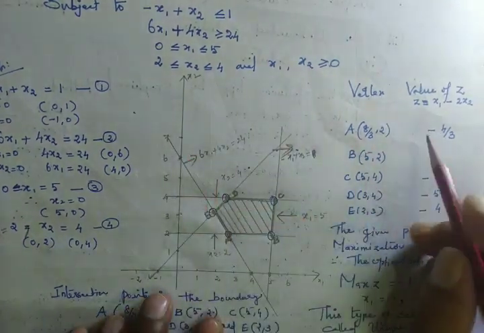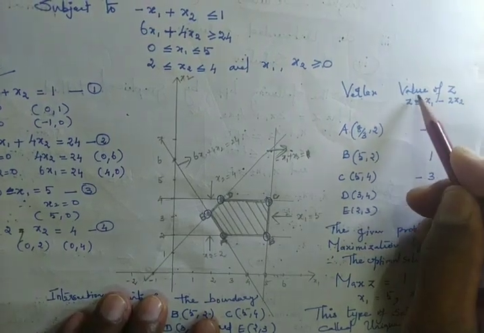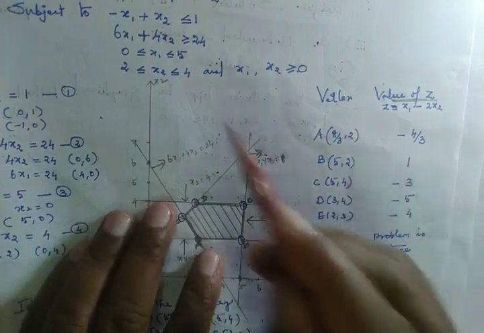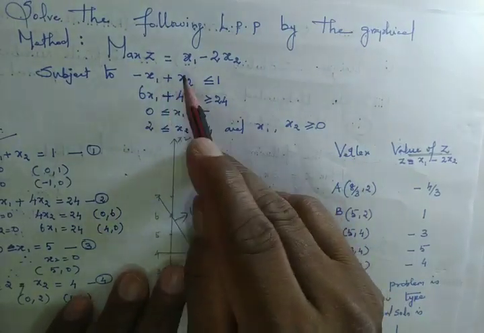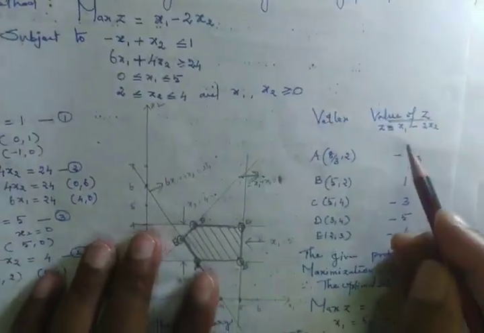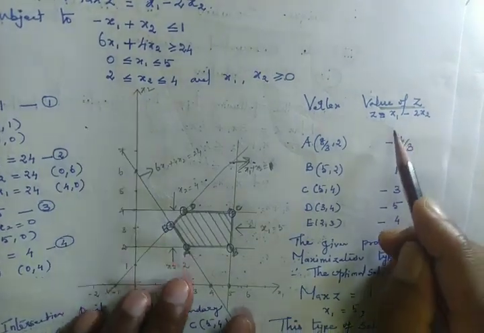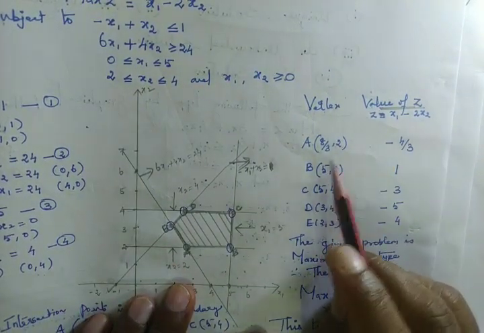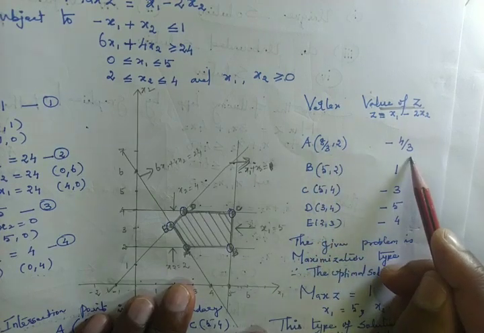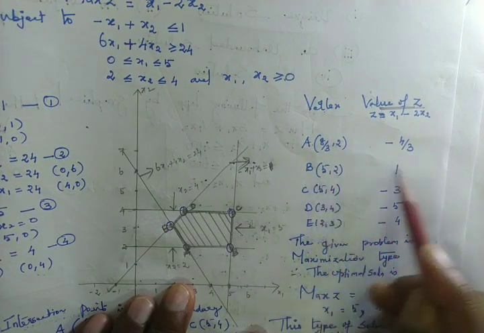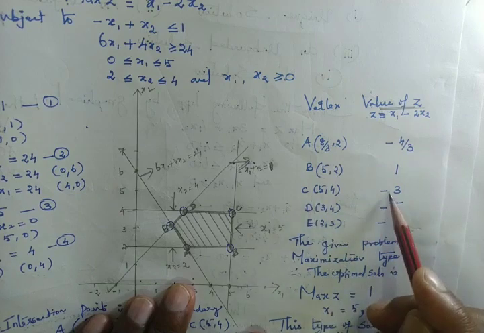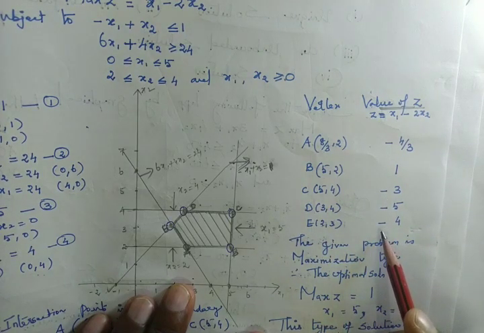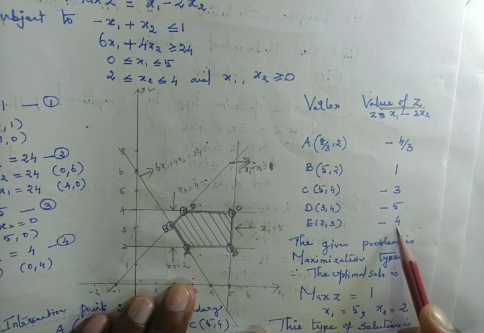Now we are going to find the value of Z. In the given problem, Z equals x1 minus 2x2. You substitute each vertex in this. The A vertex gives minus 4 by 3, the B vertex gives 1, C gives minus 3, D gives minus 5, and E, which is 2 comma 3, gives the value of Z as minus 4.